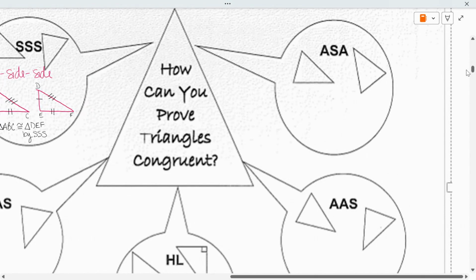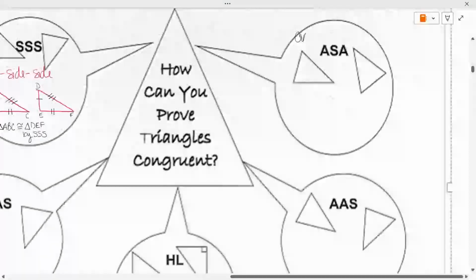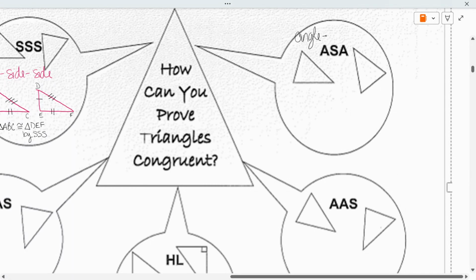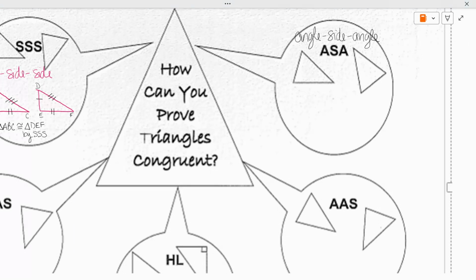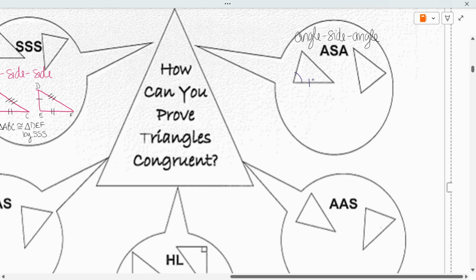The next one, ASA. This stands for angle, side, angle. The thing that's important here is that the side that's congruent, the corresponding side, has to lie in between the two congruent angles. So angle, side, angle.